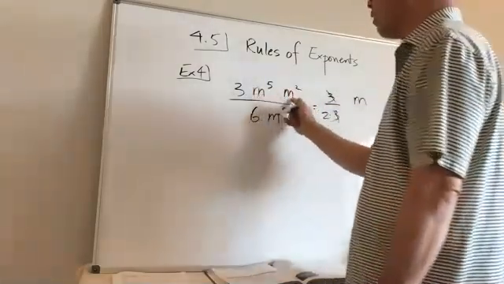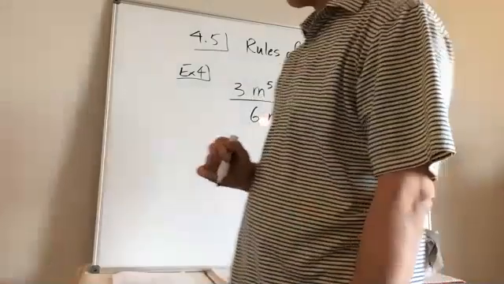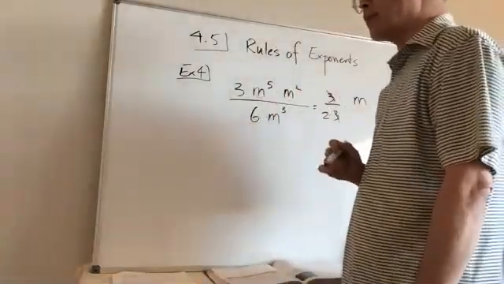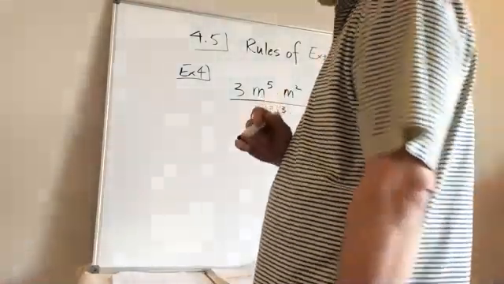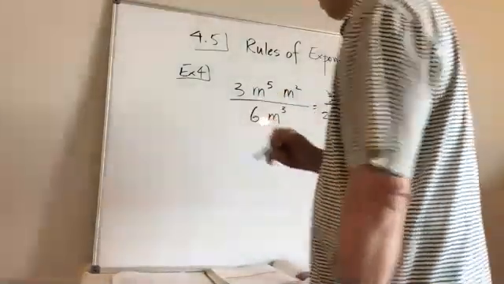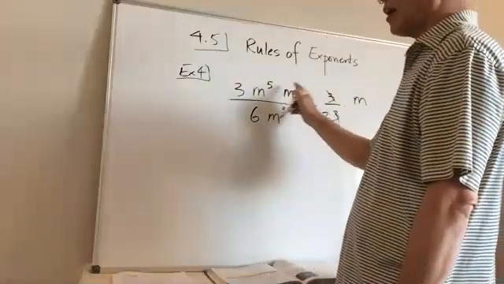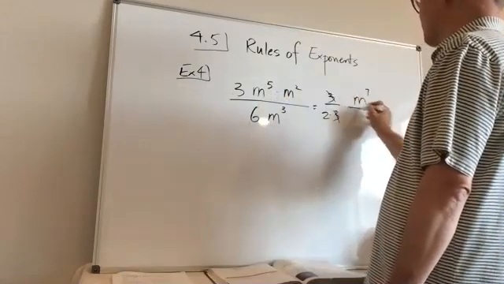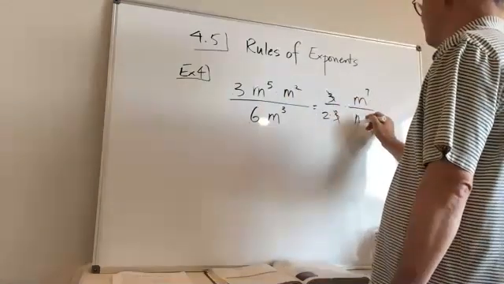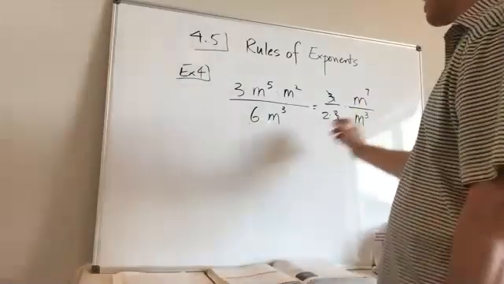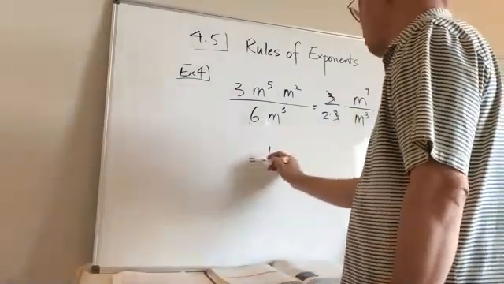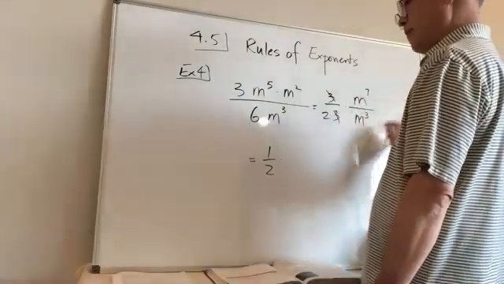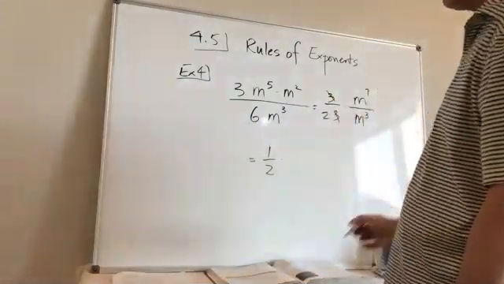What do I get here? Grace, what am I going to get here? M to the 5th times m to the 2nd. Oh, no, it's 5 plus 2, right? Oh, yeah, 7. m to the 7th, correct? Good. On the bottom, I'm going to have m to the 3rd. Okay, so now I'm going to have 1/2. Now I have to combine these two together, right? Cooper, how would I do that?